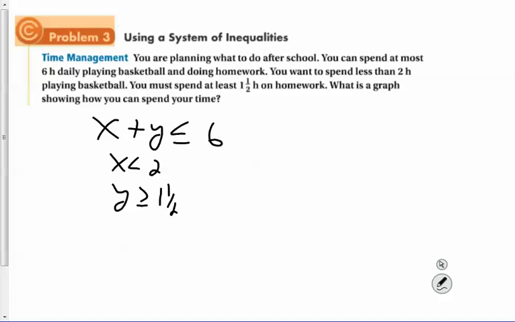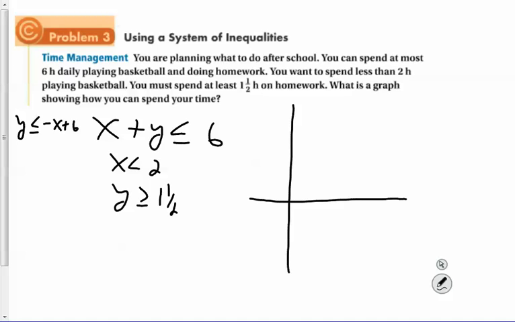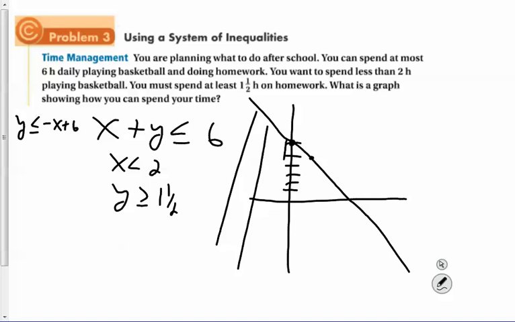So if I graph this real quick, this is interesting. That first one, I'm going to subtract x, so now I have y is less than or equal to negative x plus 6. So I'm going to go to positive 6, 1, 2, 3, 4, 5, 6, put a dot, and then go down 1 and over 1 and put a dot. And then it's going to be a solid line. And it says less than, so I'm going to shade below.